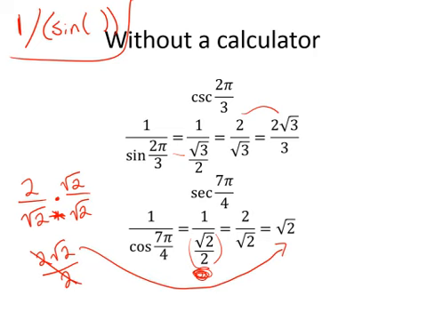All right, so this is the end of this with the reciprocals of these.